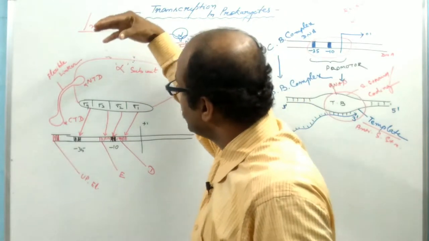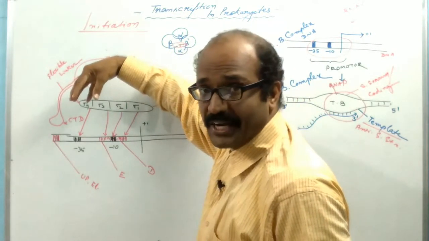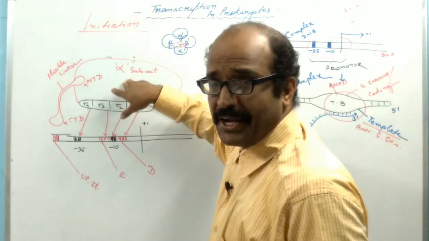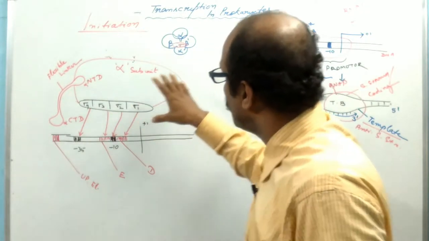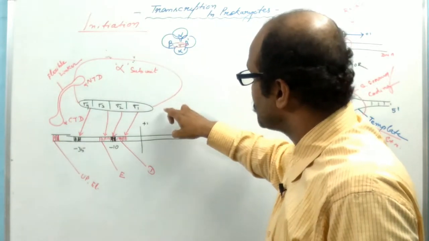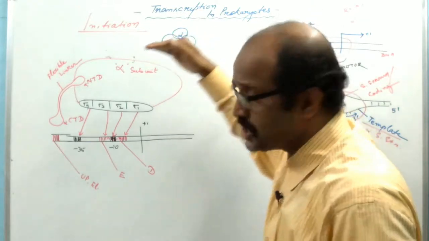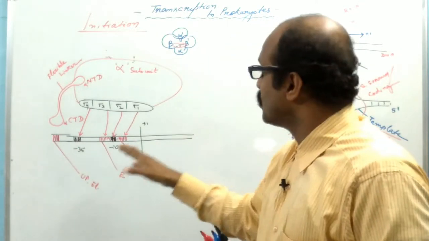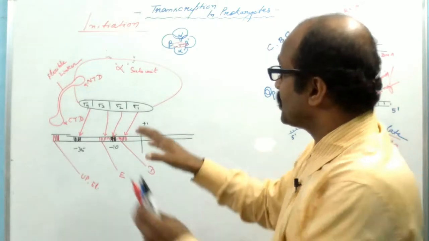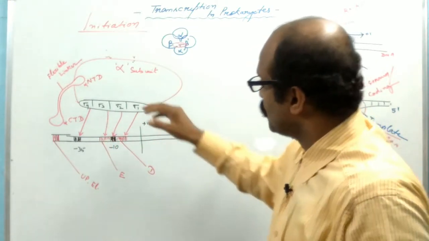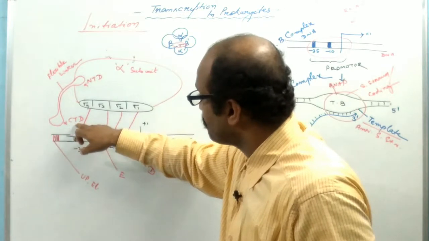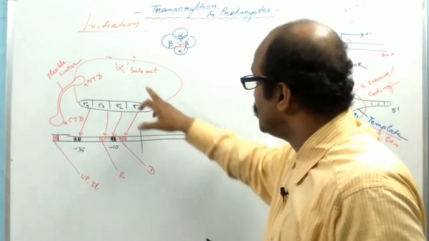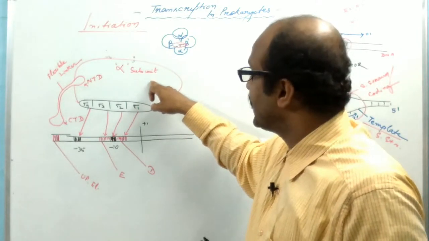The alpha subunit has the carboxy terminal domain, which is embedded in the RNA polymerase enzyme. But the RNA polymerase enzyme and the sigma factor bind in such a way that all the elements of the promoter are made accessible to the RNA polymerase. So the carboxy terminal domain touches the upstream element after the binding of the RNA polymerase enzyme.